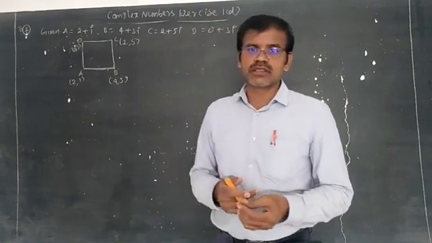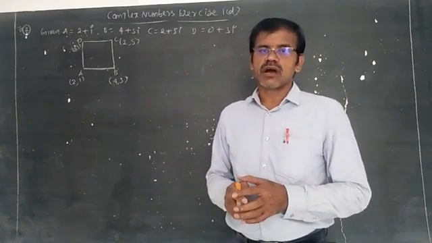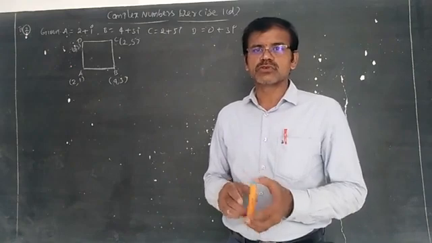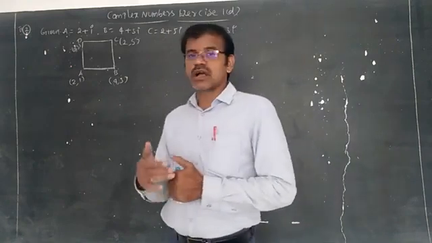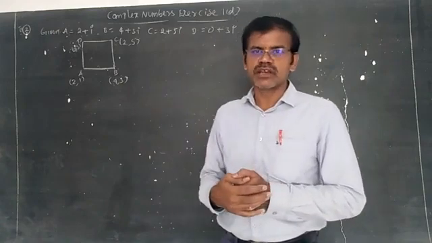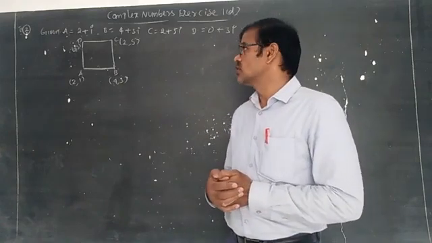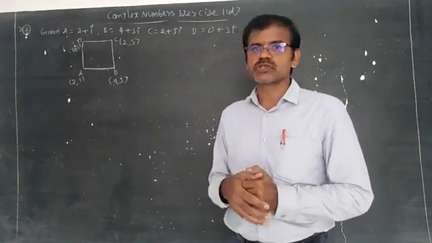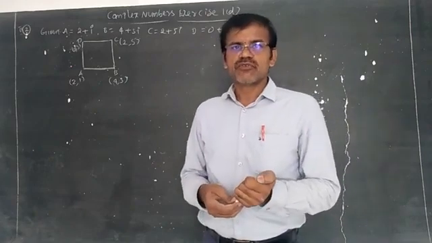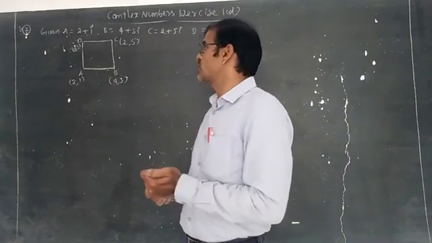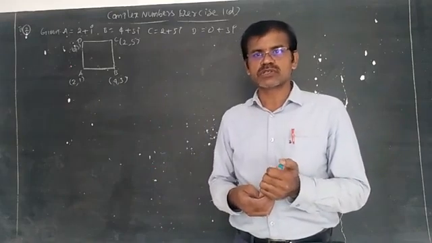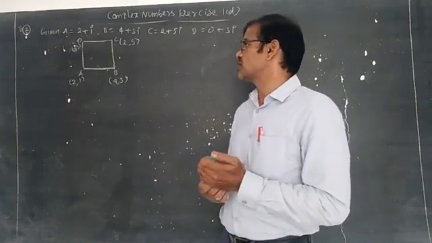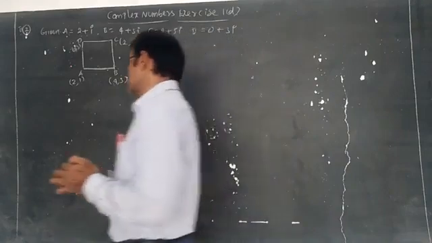Length of AB, length of BC, length of CD, length of AD, all sides are equal in a square. You should get that all sides are equal. Next one, diagonals are also equal in a square. So the 6 properties you should calculate. If all sides are equal, then there is a chance it is a rhombus also. That is why it is better to do all the 6 properties.